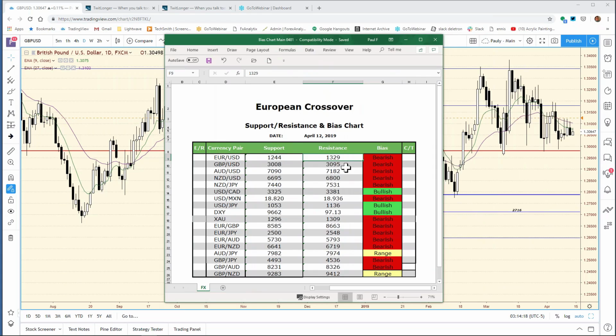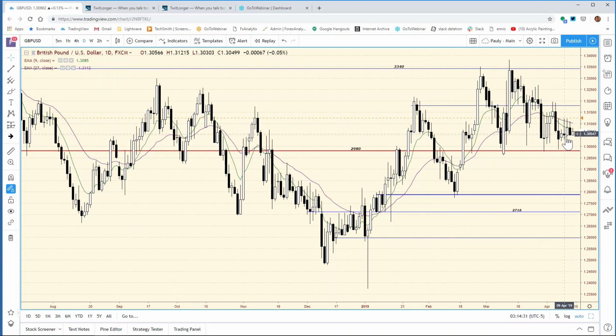The resistance continues to remain the same here, the 30.95, no changes here. We found ourselves in a tighter and tighter range here in cable. You can see that here, looking on the daily chart, and we're just tightening up quite a bit. 30.08, we had even moved it up from the 29.80. 30.08 is going to remain the same there, no changes, right here.